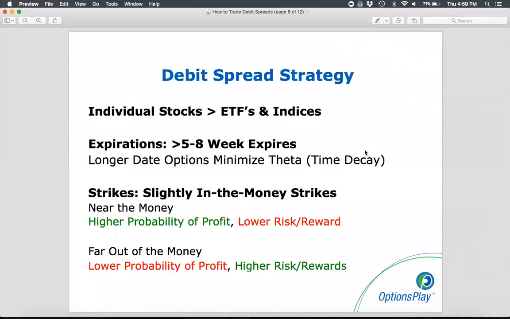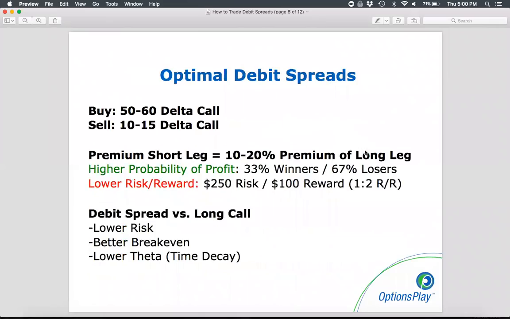They tend to work a little better versus the ETFs versus indices. Go at least 5 to 8 weeks out in time when you're buying these debit spreads and use slightly in the money strikes. That's really kind of the best use case of these types of strategies. So I hope you guys have found this useful.